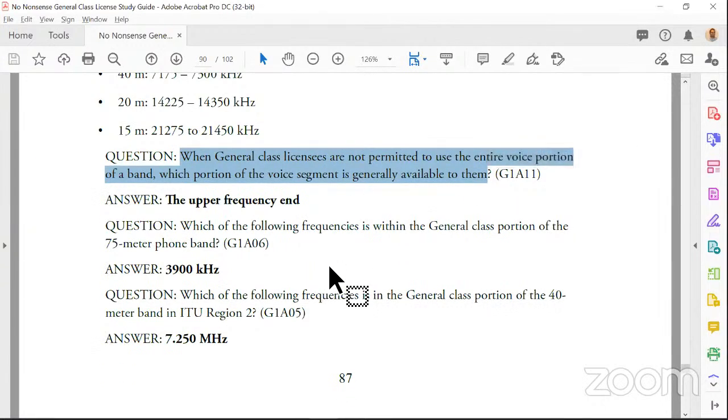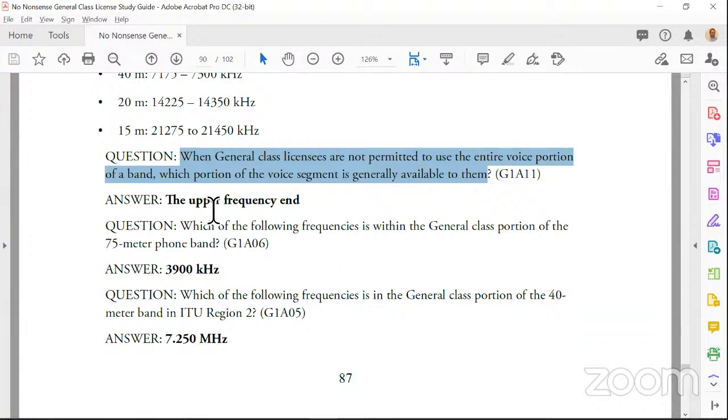When general class licensees are not permitted to use the entire voice portion of a band, which portion of the voice segment is generally available to them? Okay, so that is alluding to the fact we talked about a little while ago, that as a general class licensee, you may not have the full range of the frequencies that you can use. Some of those are reserved for advanced class and extra class licensees. But in those bands, when you're restricted, they're asking what part, and we showed graphically or visually that general class licensees have access to the upper part of the band as opposed to the lower part.